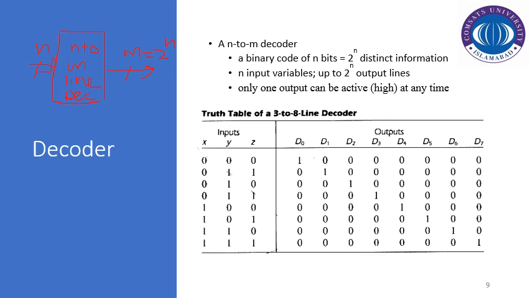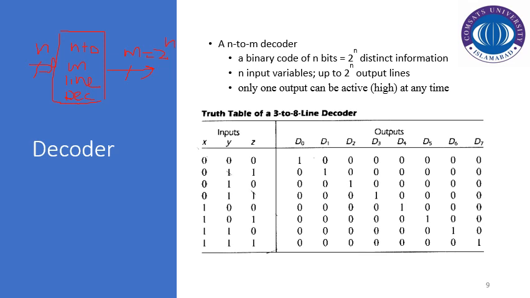So we've got inputs X, Y, and Z in this setup, and the outputs are D0, D1, D2, D3, D4 till D7. If we consider the example of binary to octal conversion, these D0 till D7 are basically the octal digits. D0 represents the octal digit 0, D1 represents the octal digit 1, and similarly D7 represents the octal digit 7. So if we've got the output D4 equal to 1, that means we have applied the binary code 100.